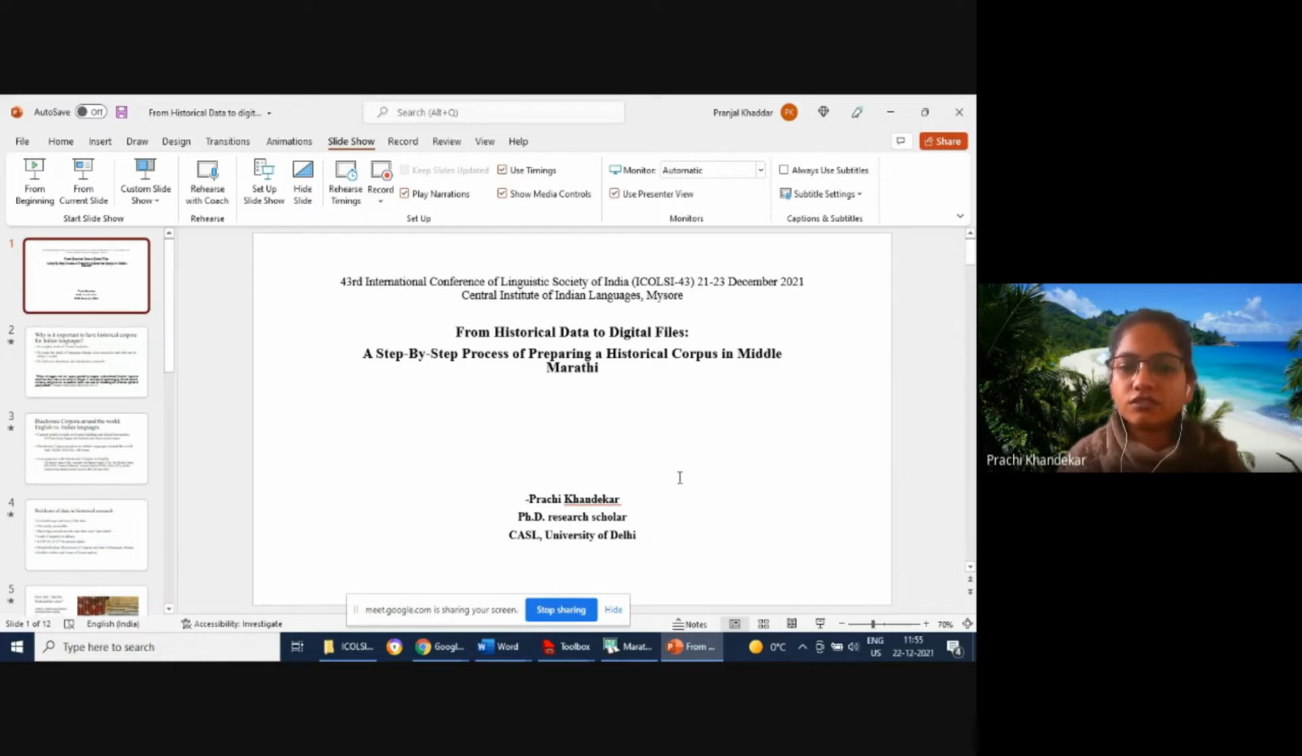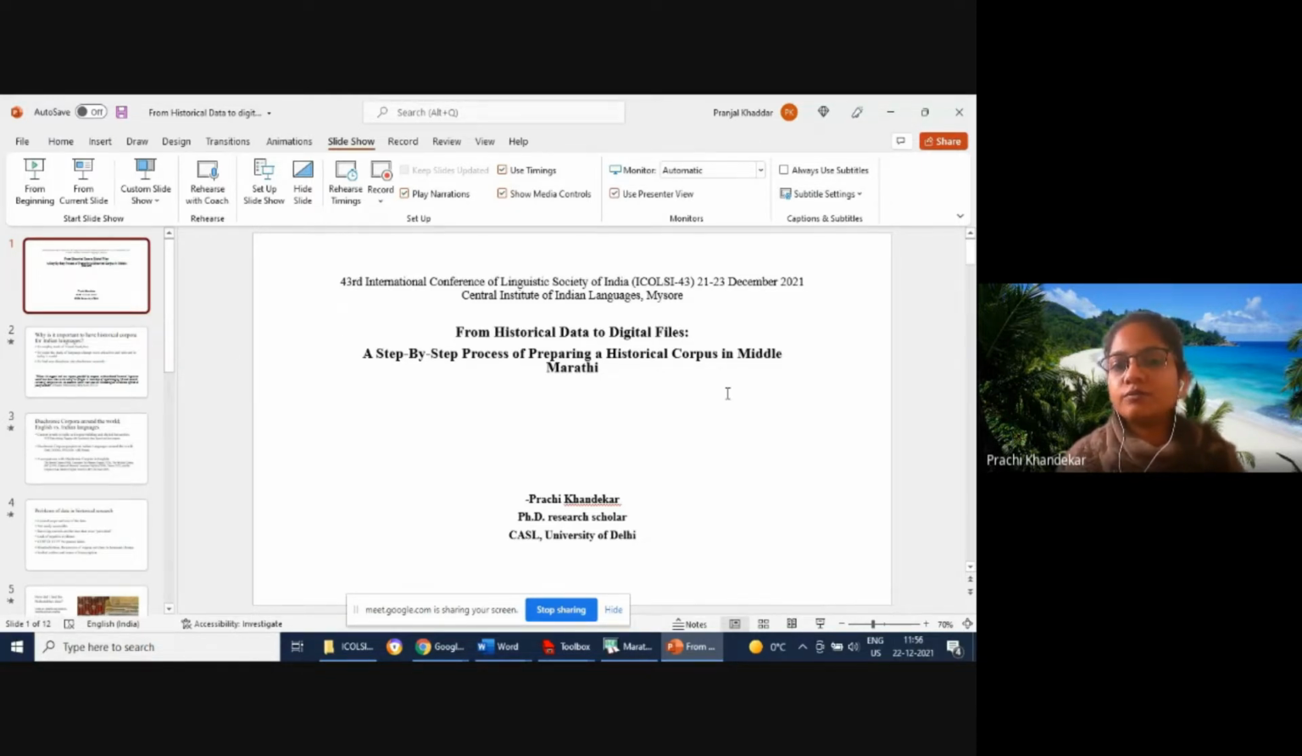I am a PhD research scholar at the Linguistics Department, University of Delhi. I created a historical corpus in Middle Marathi for my doctoral project and worked on the analysis of that corpus. For today's presentation, I'm going to talk about creating a historical corpus, because that is one part that is missing from all the corpus-based studies. I'm going to run through these slides because I need to incorporate a demonstration also, as a step-by-step process of how I prepared this corpus.